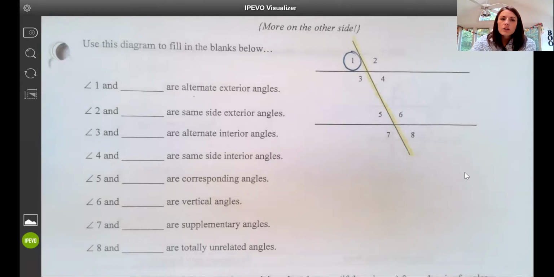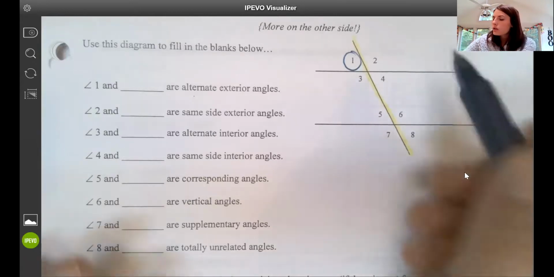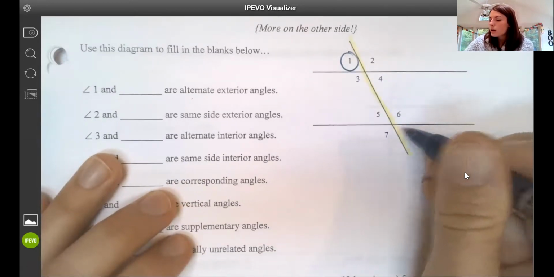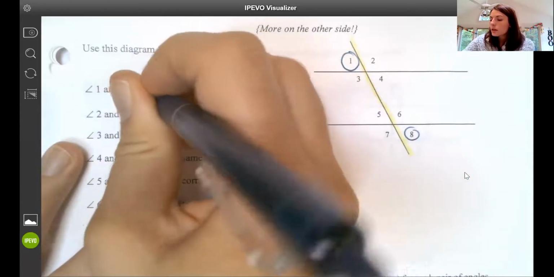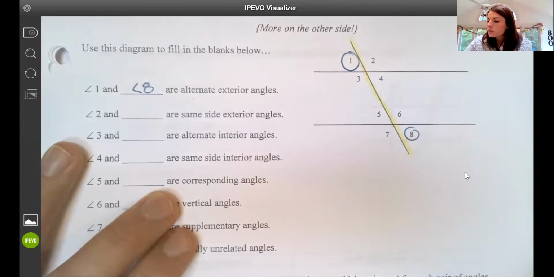Angle 8, yeah. So 1 and 8, okay, so they're on opposite sides, connected to the opposite line. 1 and 8 would be alternate exterior.